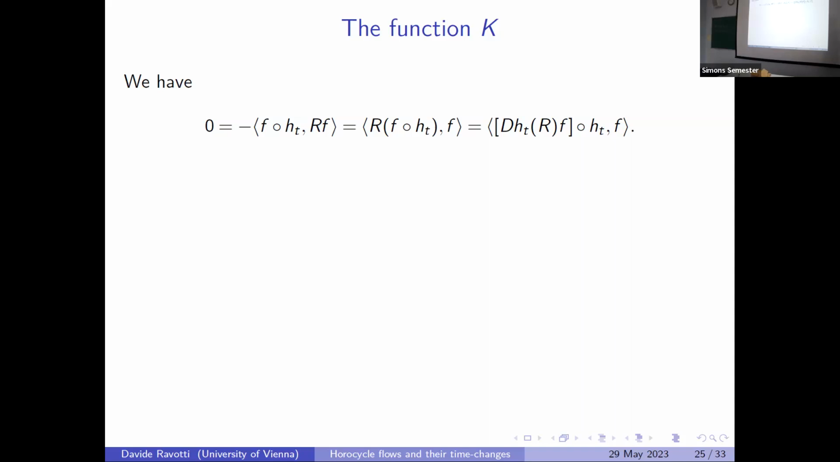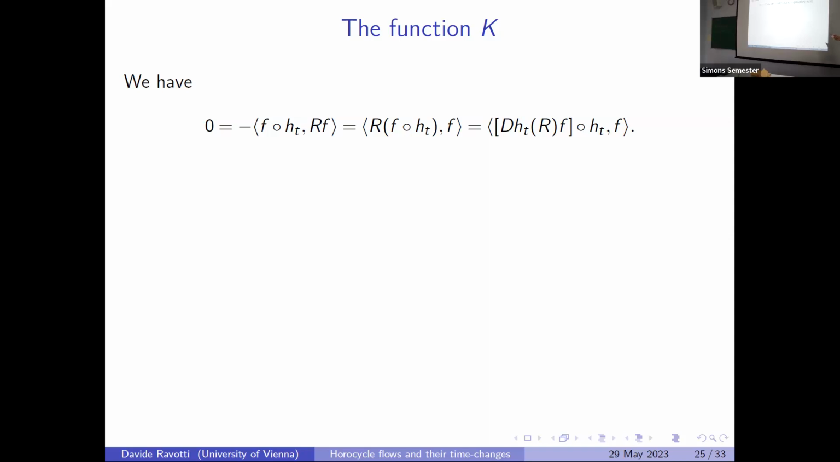Let me do some algebraic manipulation. Recall that I took a function f such that R of f was equal to 0. So I can write that 0 is equal to the inner product of f composed with h_t with R of f, because this right-hand side is 0. But now you notice that I can take this derivative and put it on the other side of the inner product just by changing the sign, since it's the adjoint operator. So here I get the derivative in R of the function f composed with h_t, with f.